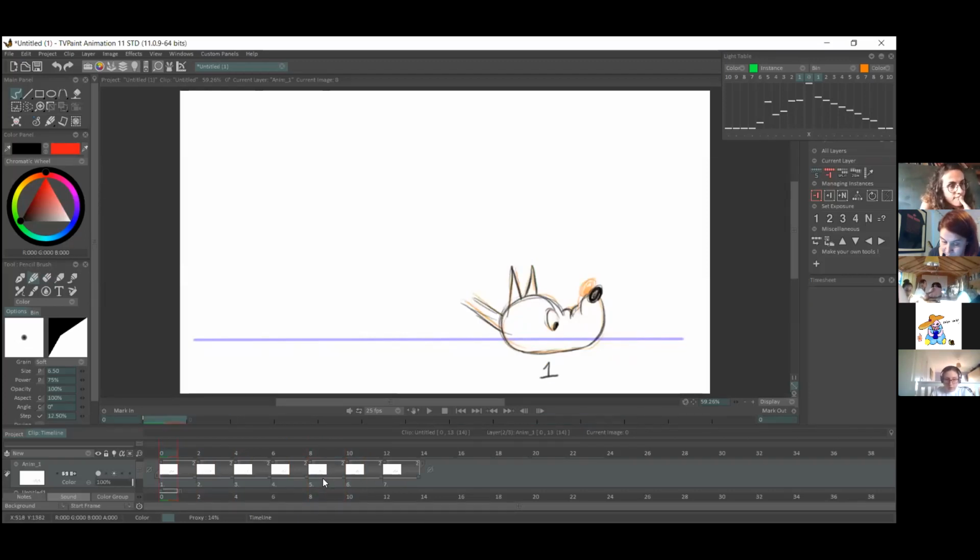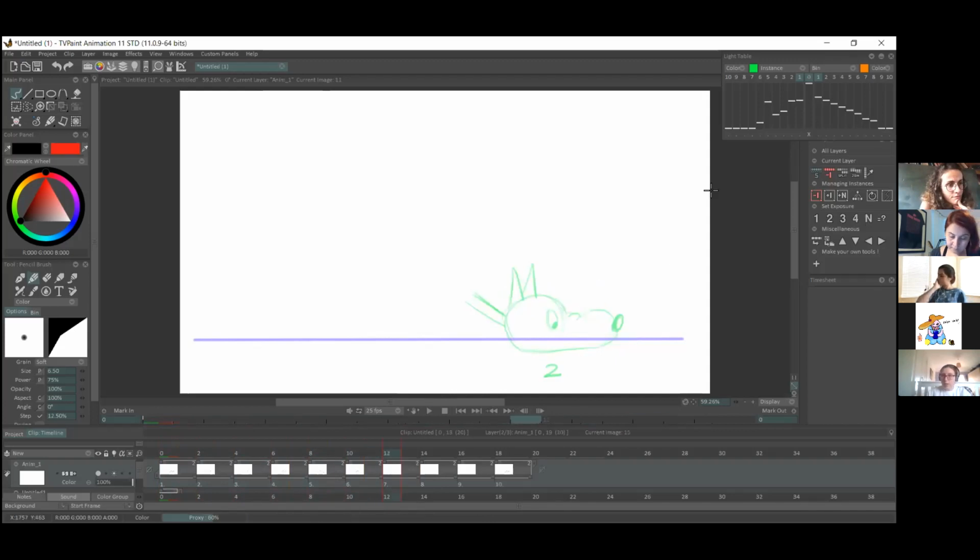So if we just play that, it looks like it's slapping its foot, but because it's one movement straight away, and he's sniffing the ground, he goes down and then back up again and then back up.